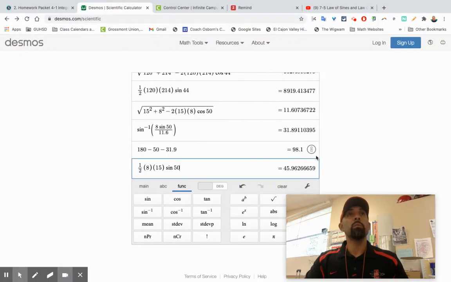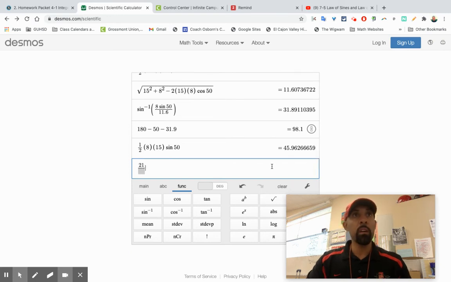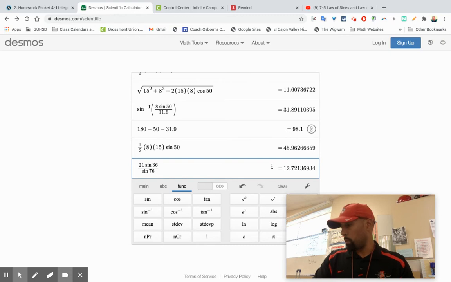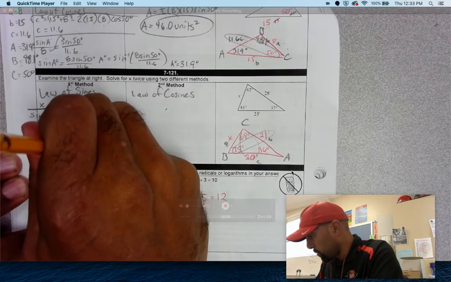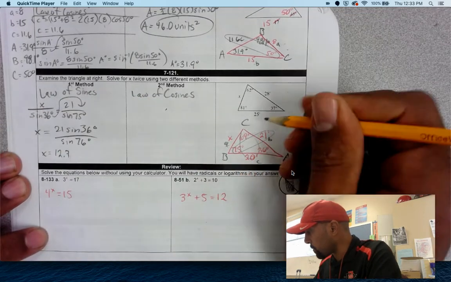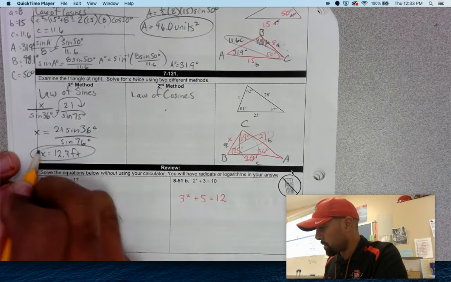Okay. So once I get this once and I do it again, I can be sure I got it right because it should be the same answer twice because we're basically just solving this with two different methods. Okay, so then sine of 76 goes on the bottom, and I get 12.7. So 12.7, let's see if we have any units. Yep, so the one little tick mark means feet, so 12.7 feet.